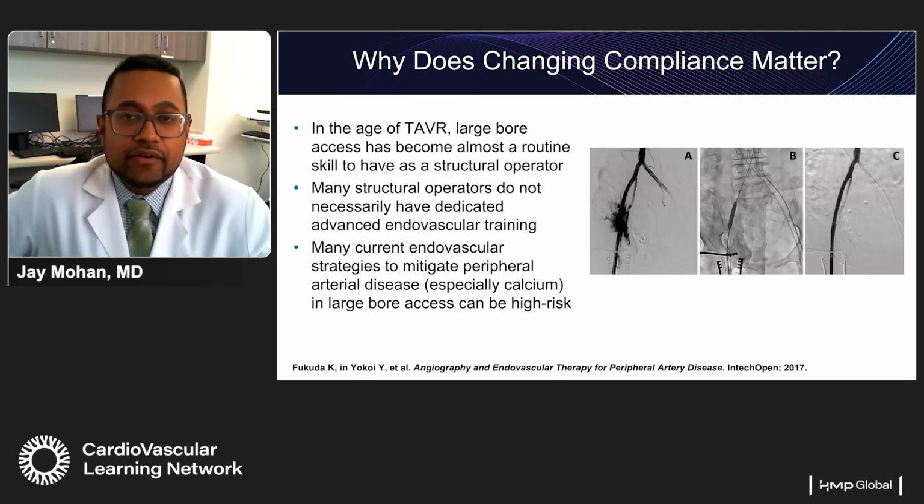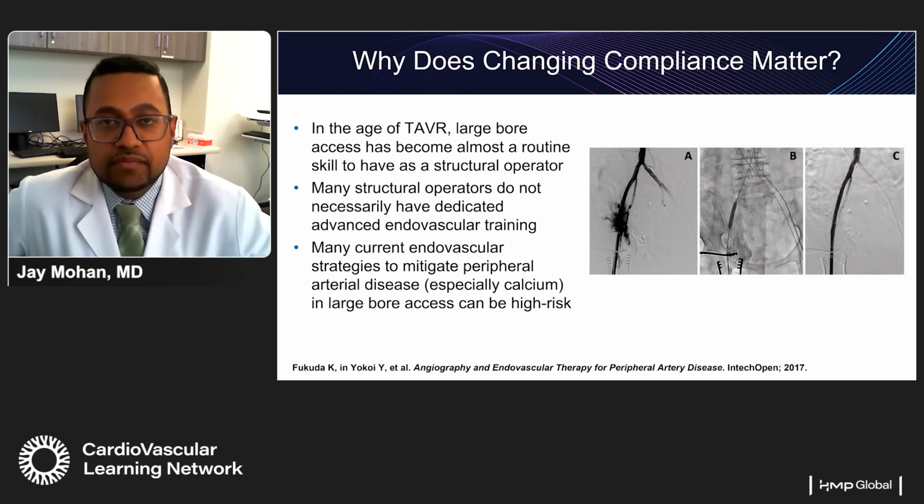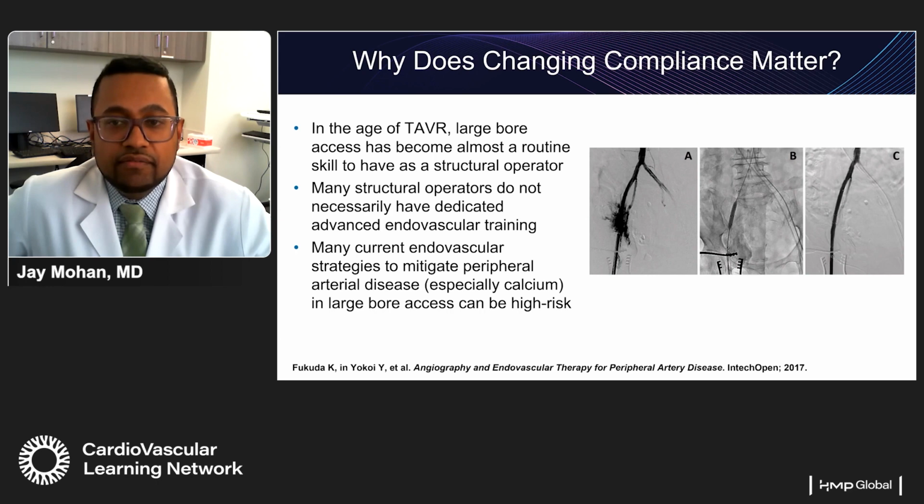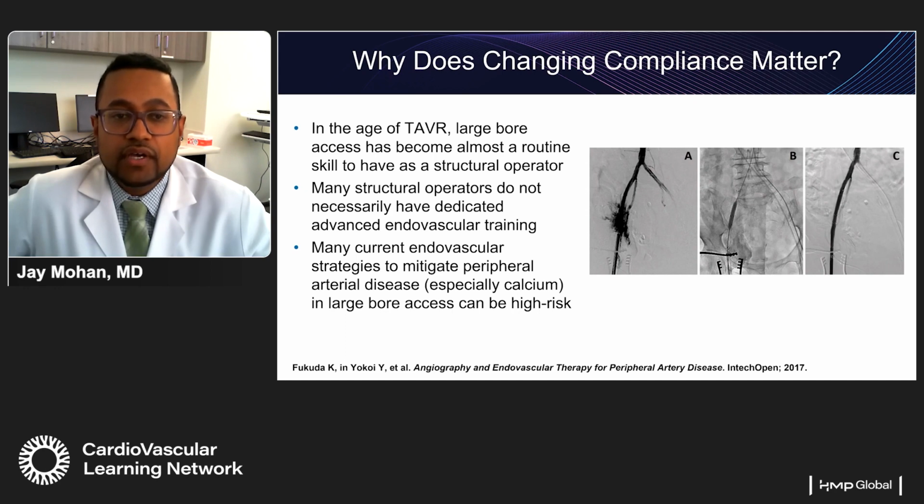So why does it matter? Why does changing compliance matter? When you're doing a structural heart procedure, we all know that transfemoral TAVR has the data that supports it as being the preferred method of access and route for TAVR. Knowing how to manage the iliofemoral system has become a routine skill for all structural heart operators.